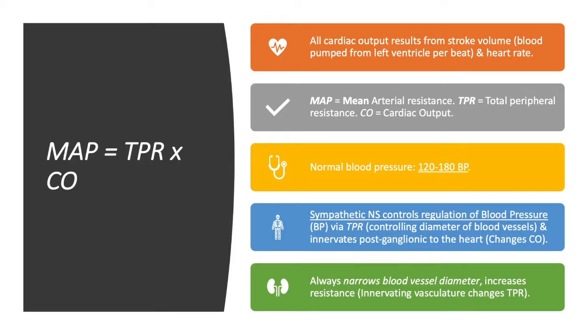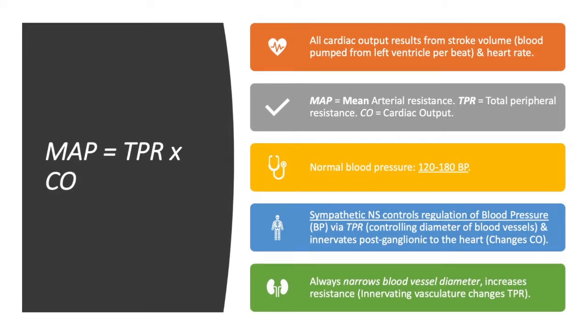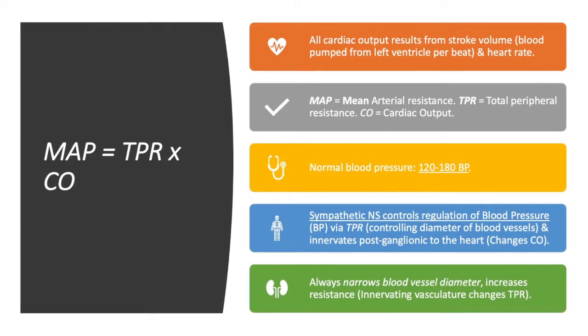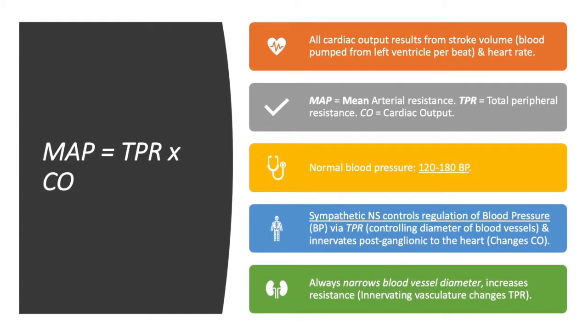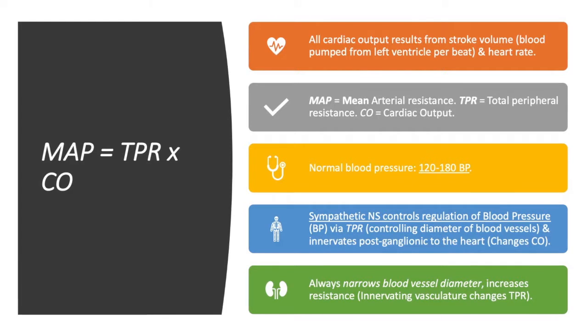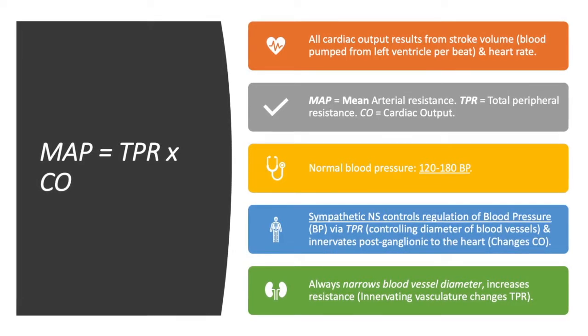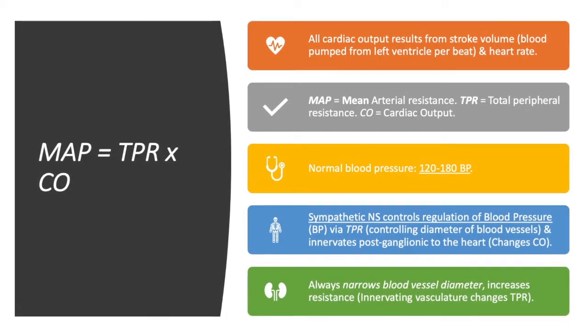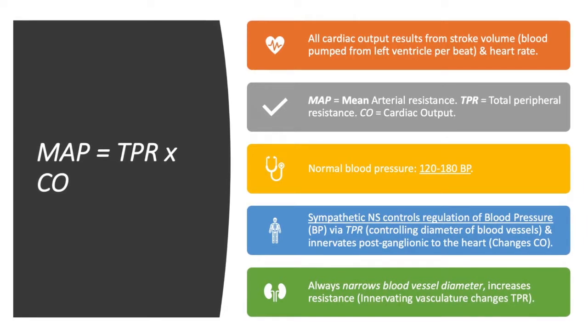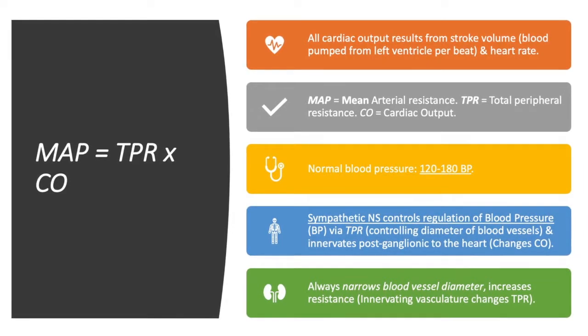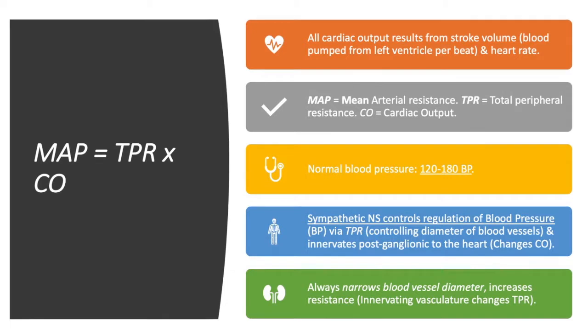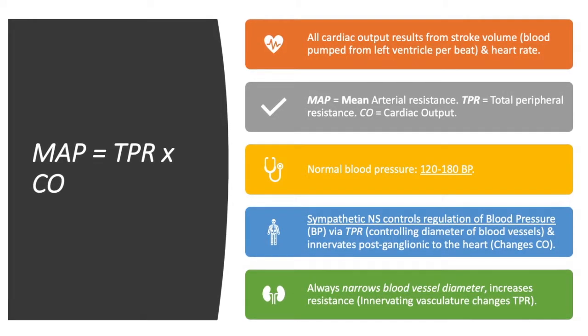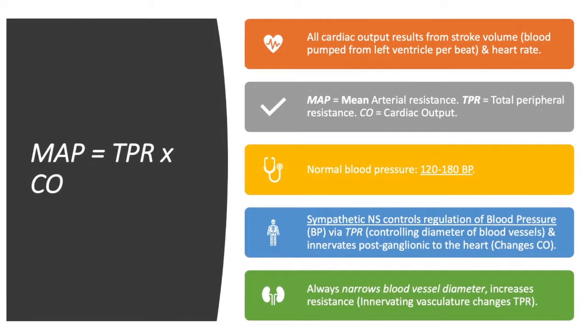Another important thing to note is the equation of MAP equals TPR times CO. All cardiac output results from stroke volume, which is the blood pumped from left ventricle per beat, and the heart rate. MAP stands for the mean arterial resistance. TPR, however, stands for total peripheral resistance. So this is the resistance of the much smaller blood vessels. Well, it's the total resistance anyway. And CO is the cardiac output.